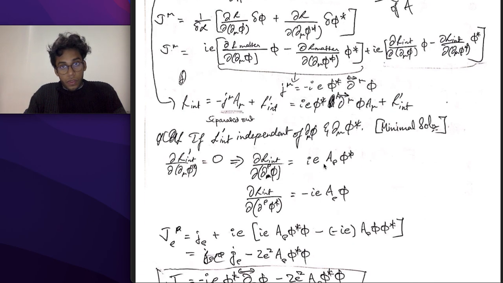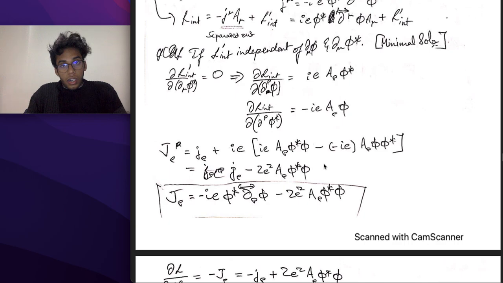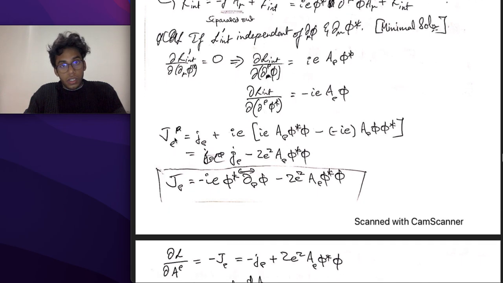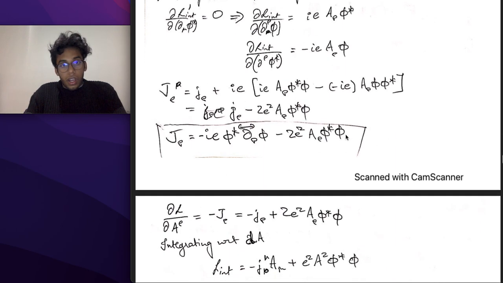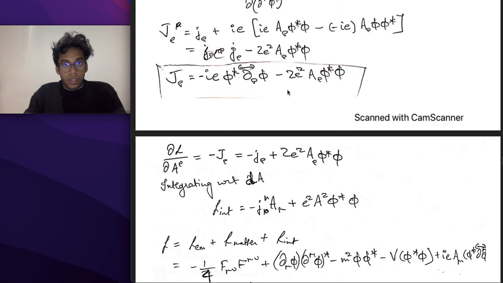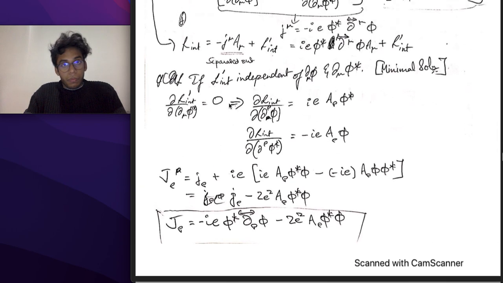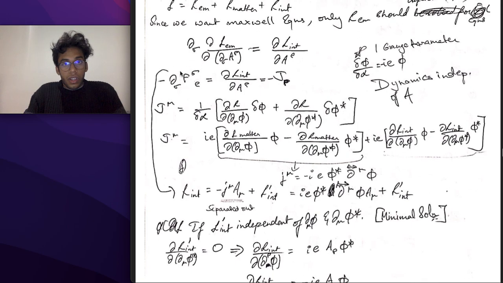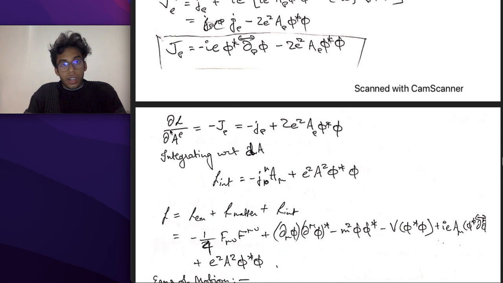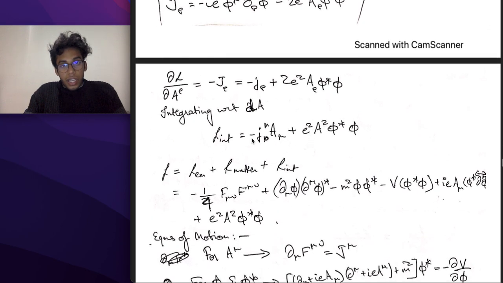Okay, and thus we can see that the net Noether's current is given as so. Now, once we go back to this equation here and we integrate this, we see that L interaction is given by minus g mu a mu plus e square a square v star v.